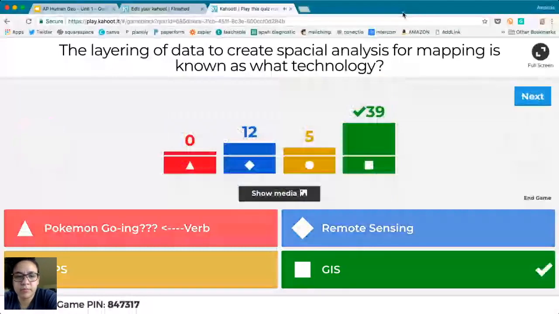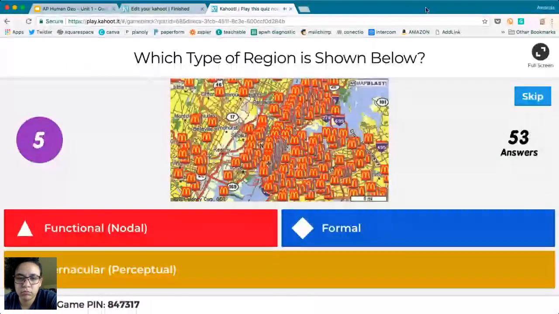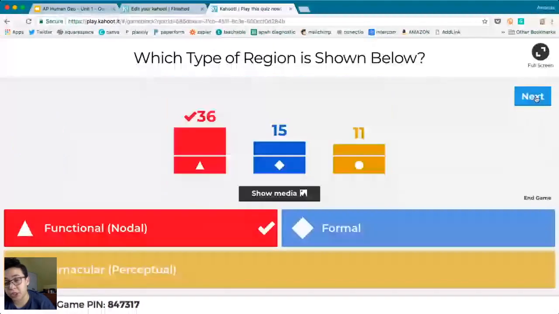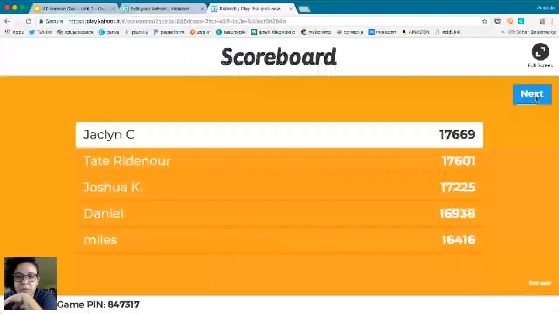New first place. Good. This is functional, right? So this is not formal because this is not showing you the specific city. It's showing you where you are, how many McDonald's there are in relation to the city, though. All right, Jacqueline's back in first place. 5 more questions.